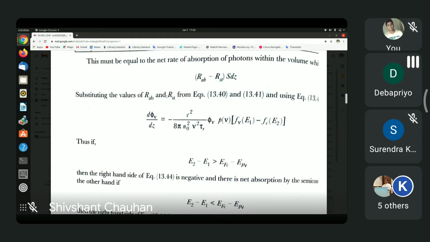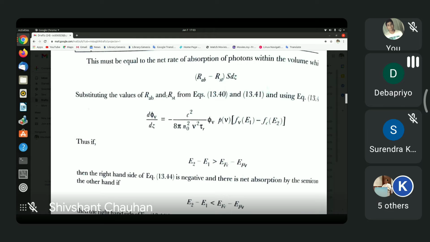Now you can identify that c square by 8 pi n0 square nu square tau r is the factor that we have encountered in connection with the Ladenburg equation. Only there we wrote omega square instead of nu square. So you convert from omega square to nu square, the relation being nu equal to omega by 2 pi. And tau r is the mean life towards radiative decay. That is the spontaneous lifetime of the higher level that we have also seen.